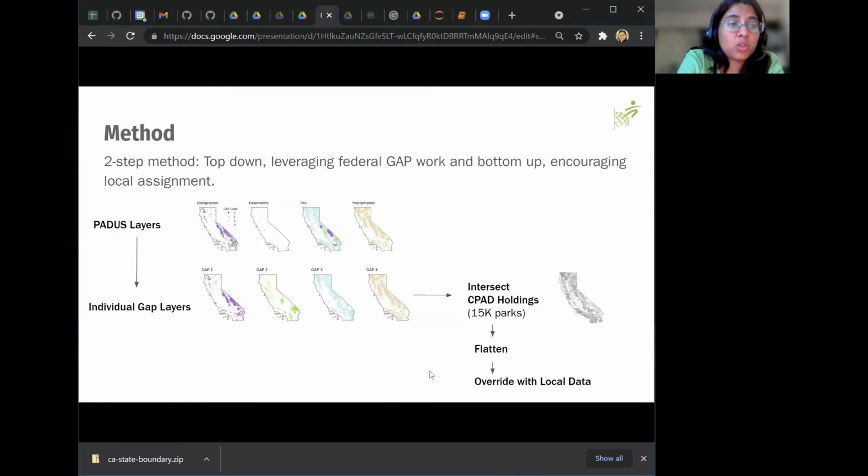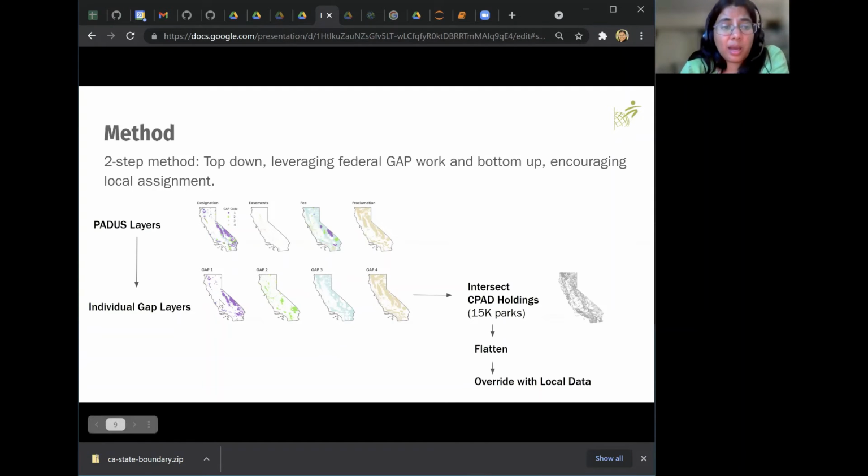The method is really 2 steps. Top down, leveraging the federal gap work that already exists on federal land, given that a lot of California CPAD includes federal land. And then bottom up, encouraging local assignment of gap codes. The PAD US layers include designations, easements, fee proclamations, and in each one of these layers, you can have gap codes 1, 2, 3, and 4, which is what leads to the overlaps.